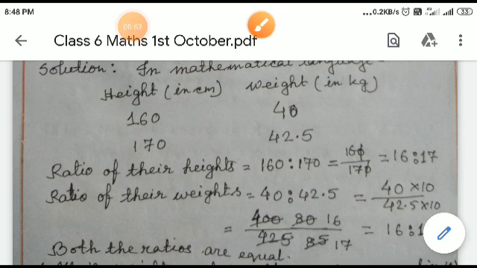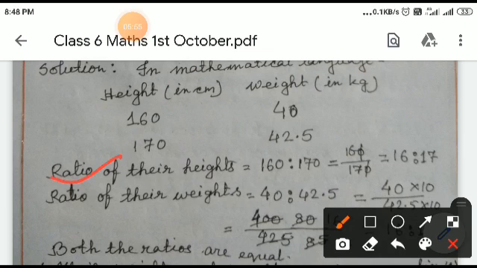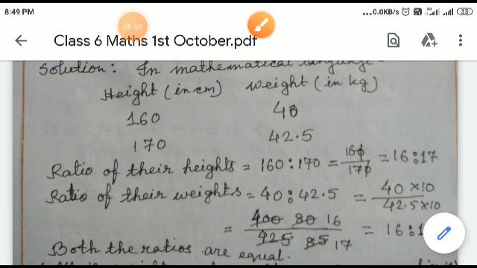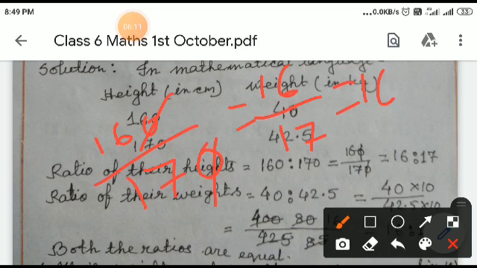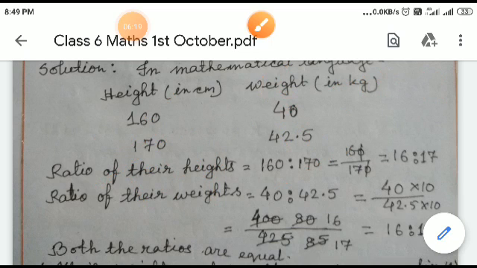Now finding the ratio, the ratio of their heights equals 160 is to 170, we can write 160 divided by 170. After cancellation of the zeros, we get 16 by 17 equals 16 is to 17. 17 is a prime number, so we can't do any more cancellation.